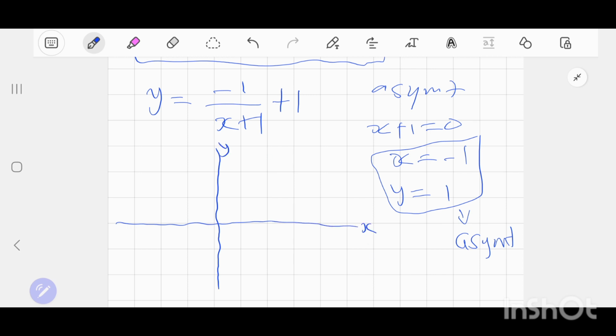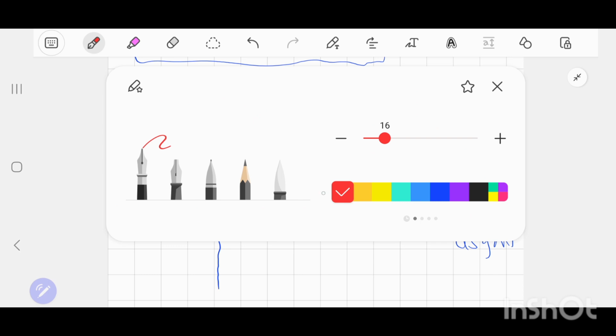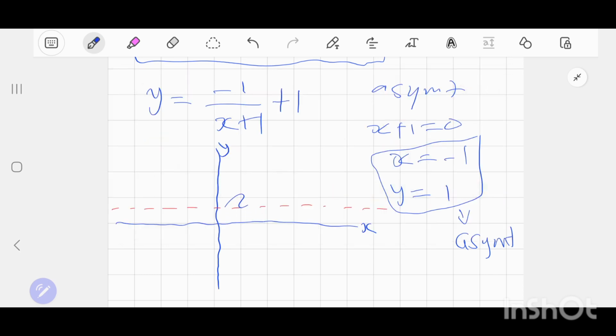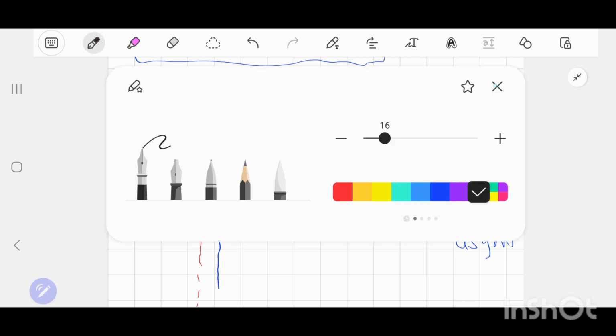So let's quickly just remember this is y, then this is x. And then my asymptote, the y asymptote will be the one that we find here, we're going to call that asymptote positive one. It's here. And then another asymptote is going to be negative 1 here. Are you with me? So this means our function will be drawn like this.